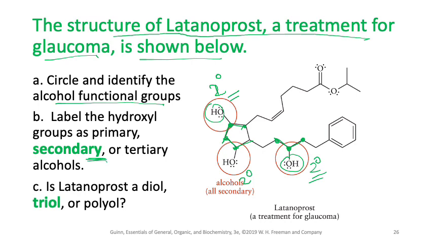And whether this structure is a diol, triol or polyol: triol, because we have just three hydroxyl groups in there. That's why it's a triol. So this is how you normally solve this kind of problem.